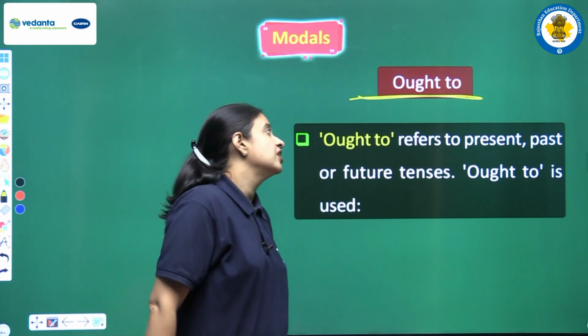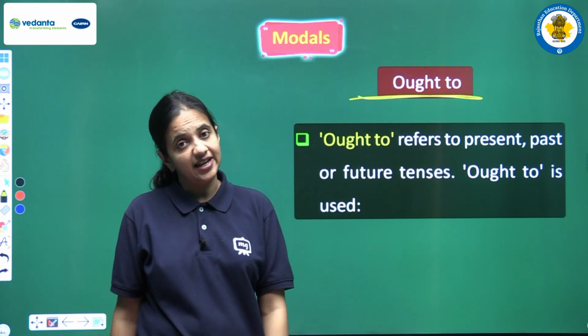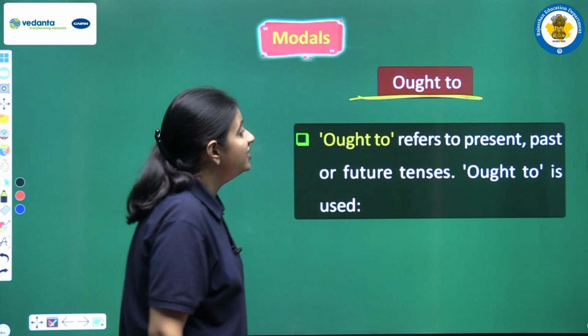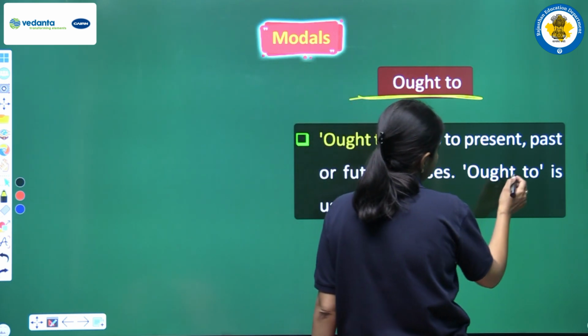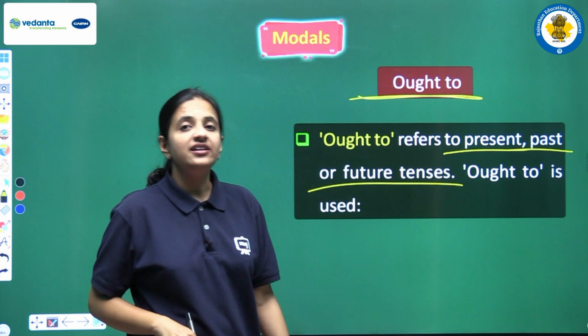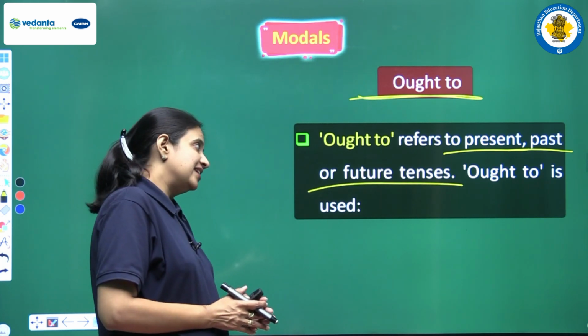So let's see. Ought to refers to present, past or future tenses. So one important thing about ought to is that it is used in all the tenses. It can be used in present tense, it can be used in past tense, and it can be used in future tenses also. Okay, and let's see the uses.